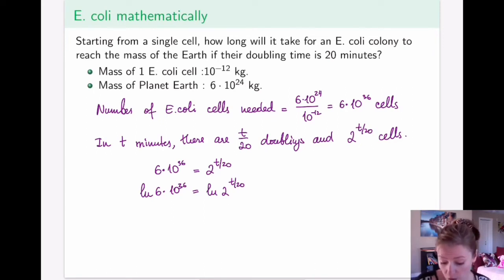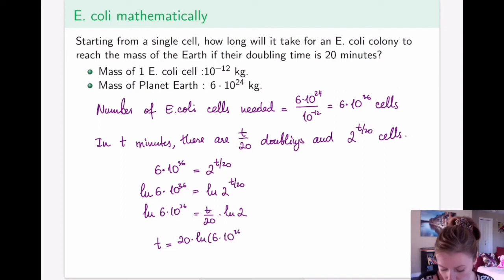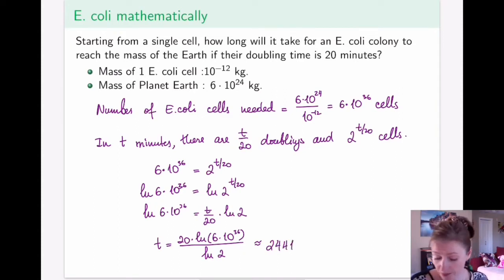So according to the logarithmic rules, this means that this number now comes down to the front. So I have that ln of 6 times 10 to the 36 is equal to t over 20 times ln of 2. And again, I'm after t. So t here comes out to be 20 times ln of 6 times 10 to the 36 all over ln of 2. And if you plug it into your calculator, this will come out to be approximately 2441. This is time, so we have to see what units our time was measured in, and of course we had minutes here, so this is in minutes.